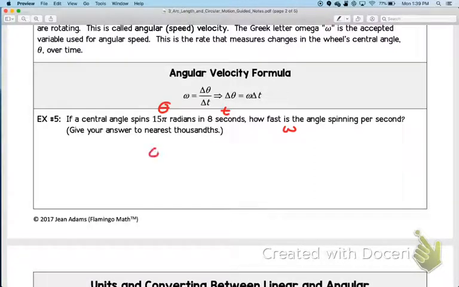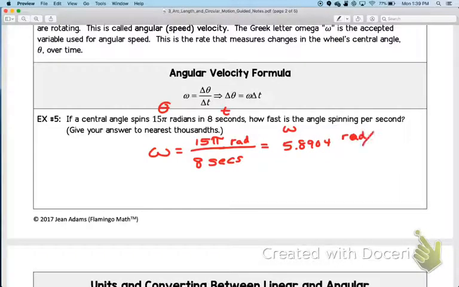So omega, angular velocity, is equal to our central angle, 15 pi radians, which is good because I need that to be in radians, divided by our time, which is 8 seconds. So this is radians in our numerator. That gets us 5.8904 radians per second. It said round to the nearest thousandth, so 5.890 radians per second.